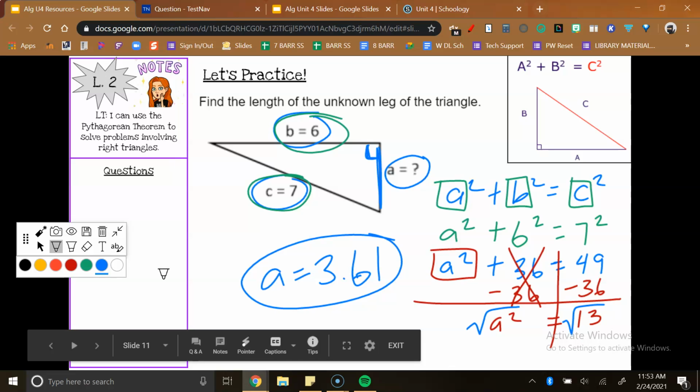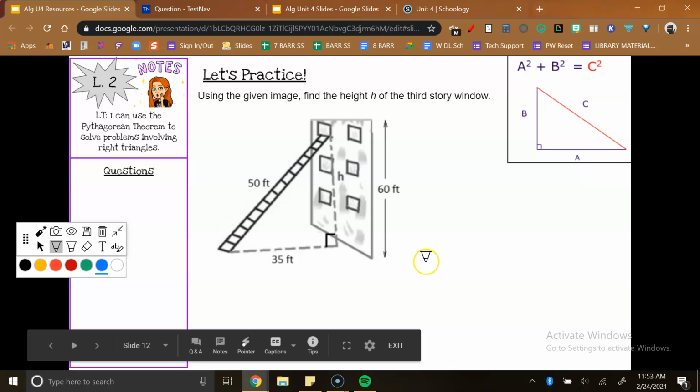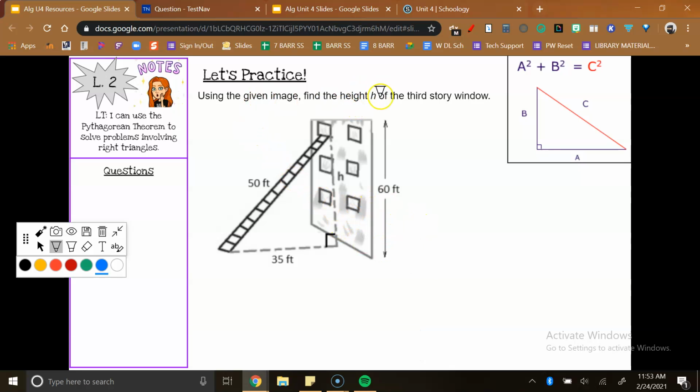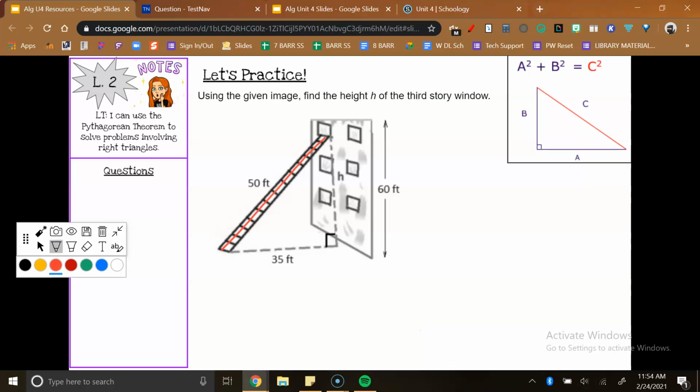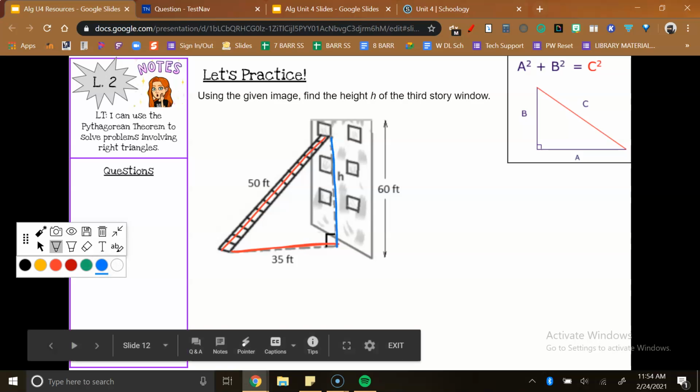All right, I know this video is just getting a little bit long, but I do want to do one more problem with you just to make sure we have this. Using the given image, find the height h of the 3rd story window. So we do have this nice image, and again, you can see the triangle. We've got the length. The ladder is 50 feet. We know it's situated 35 feet away from the building. And then we don't know the height.